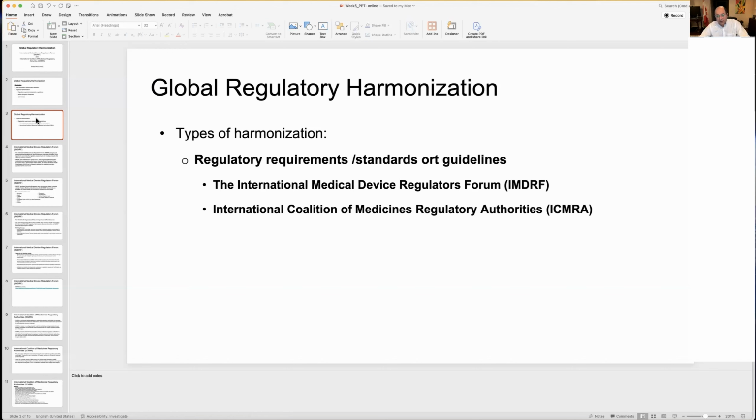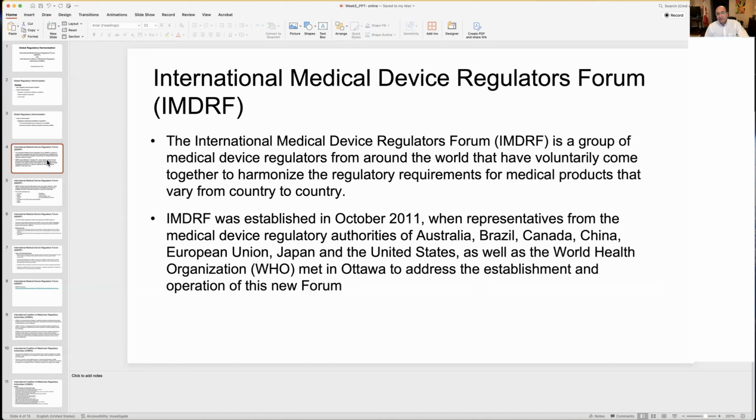Now, here today, we're going to look into two types of harmonization. These are related to the regulatory requirements, standards, and of course, guidelines. We're going to look into the International Medical Device Regulators Forum, which is again related to the medical devices industry. And then we're going to look into the International Coalition of Medicines Regulatory Authorities. Now, starting with the International Medical Device Regulators Forum, this is a group of medical device regulators from different countries that have voluntarily come together to harmonize their regulatory requirements for medical products that vary from country to country.